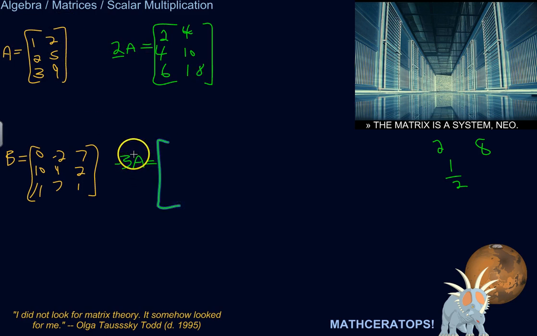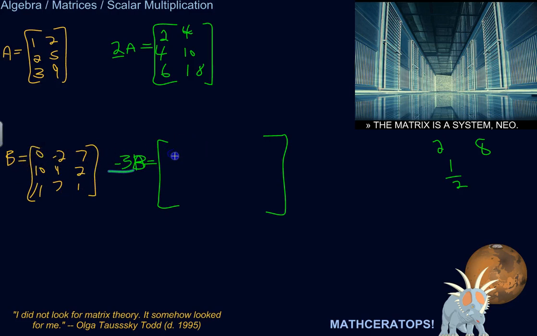Oh, wait, this is weird. So we could multiply this matrix B by the scalar -3. So we multiply each element. It's got 3 rows, 3 columns, so it's a little different from A, but doesn't matter. You just multiply each element. The new matrix is going to have the same dimensions as the old matrix. You just multiply each element by the scalar.